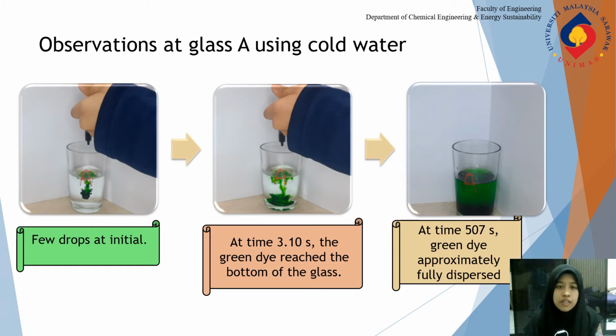The observations at glass A using cold water. From all of these pictures, we can differentiate the condition of the green dye at three phases, which is at initial, and secondly, the phase that the green dye have moved and dispersed to reach the bottom of the glass at 3.10 seconds, and lastly, at the final one, green dye have fully covered the water and approximately fully dispersed at 507 seconds.